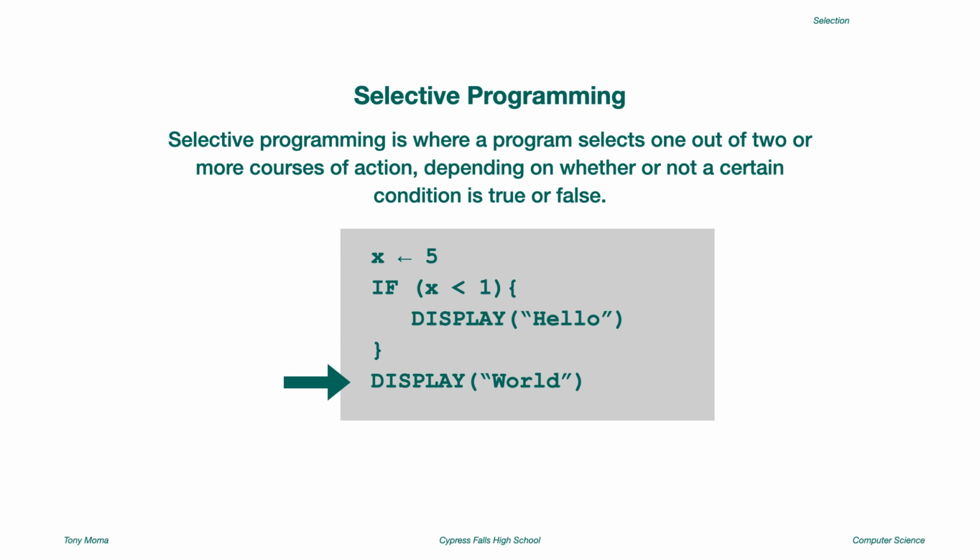Notice that regardless of whether the condition was true or false, we always executed display world. That's because this statement was not one of the conditional statements dependent on the condition. It was just a normal sequential instruction, meaning it's going to execute in sequence regardless of whether or not the condition is true.